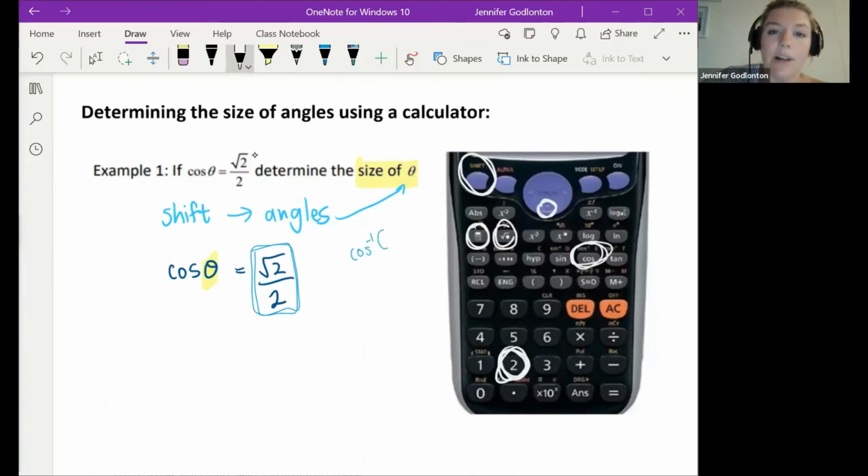So now on your calculator, what you should see is cos to the -1, then a big bracket with root 2 over 2. That's what it should look like at the moment. Does anyone's not look like that? You need some help? Cool. And then you just push equals. And what answer do we get? Nice.